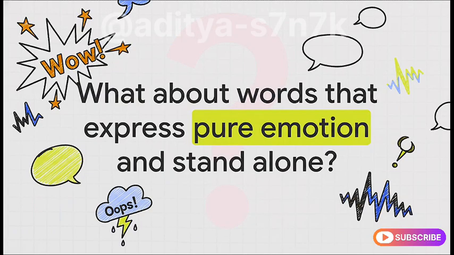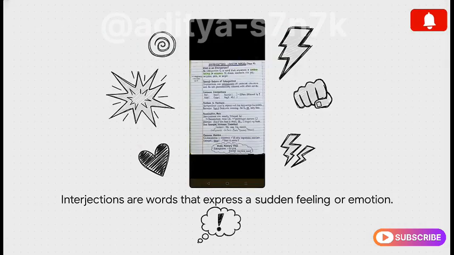So let's think about this for a second. We've covered words that name, words that show action, words that describe, and words that connect. But what about those little words that just kind of burst out, like wow or oops? They don't really connect to anything grammatically. They just happen. So what is their job? And here is our answer.